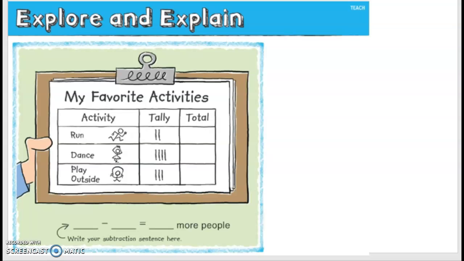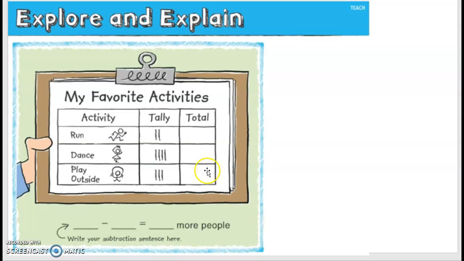Let's try some more. Here's a graph about my favorite activities. We can see their activities were running, dancing, and playing outside. How many kids like to run? 2. How many people like to dance? Count the tallies. 4. And how many people like to play outside? Count the tallies. 3.